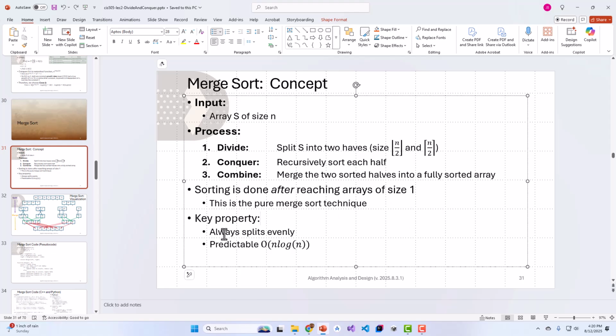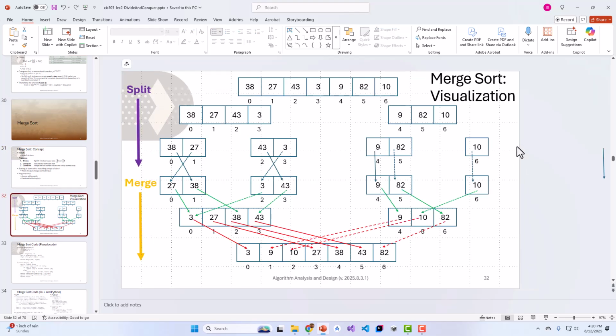All right, so the key property is that we always split evenly, or we would say approximately evenly. It has a predictable big O of n log n. So no matter how they are arranged, best case, worst case, what have you, we end up with a predictable big O of n log n.